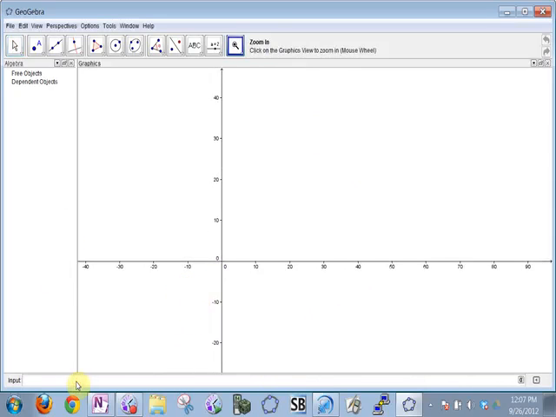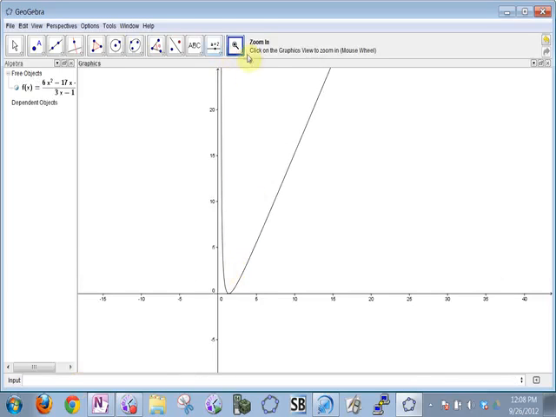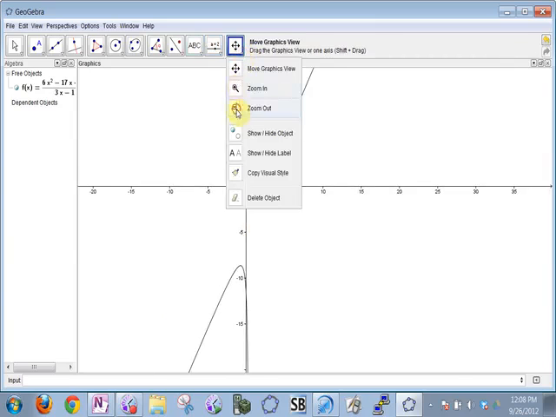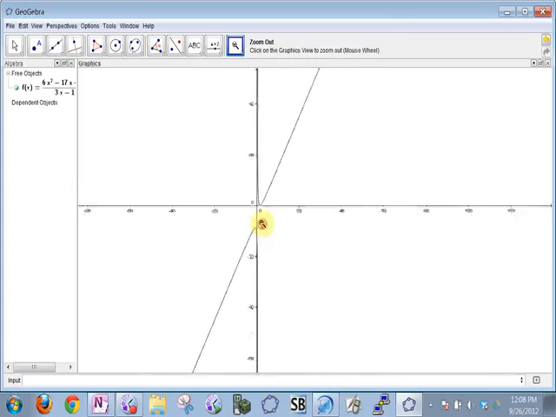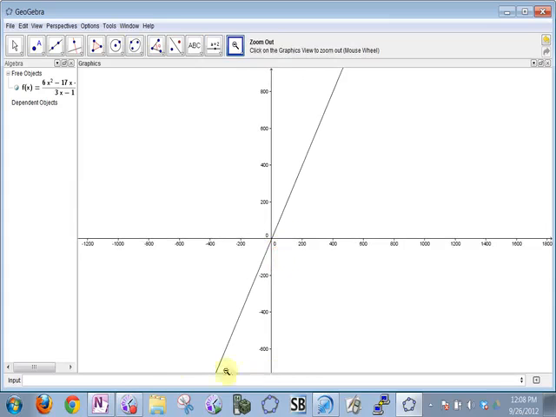So, what was this? 6x squared minus 17x plus 4 plus 12 divided by 3x plus 1 minus 1. And there it is. I'd say that looks pretty darn similar to what we drew by hand, doesn't it? Well, we're zoomed in pretty far. We zoomed. So there.